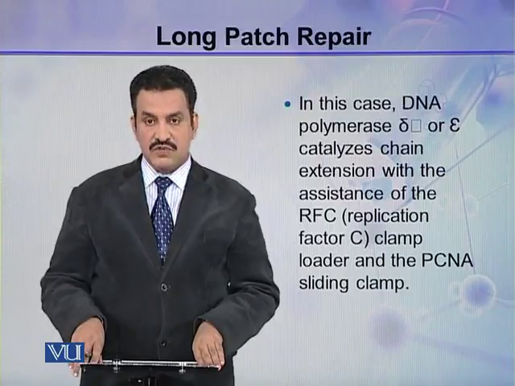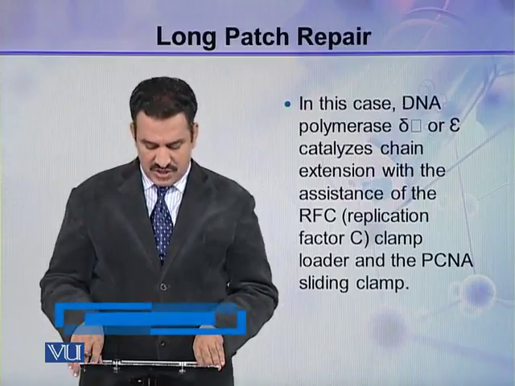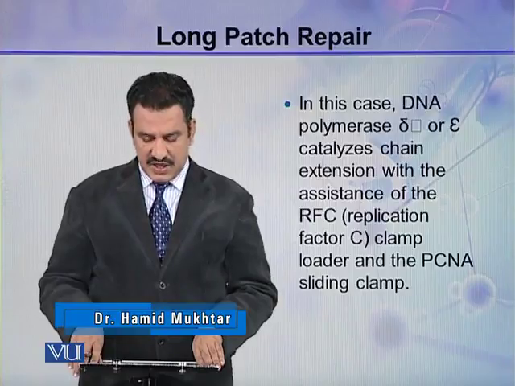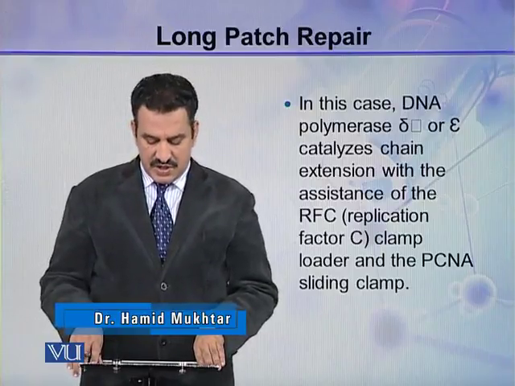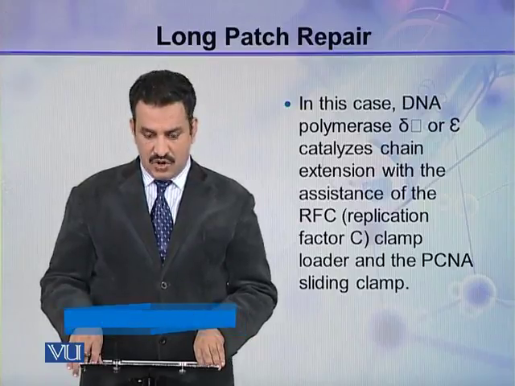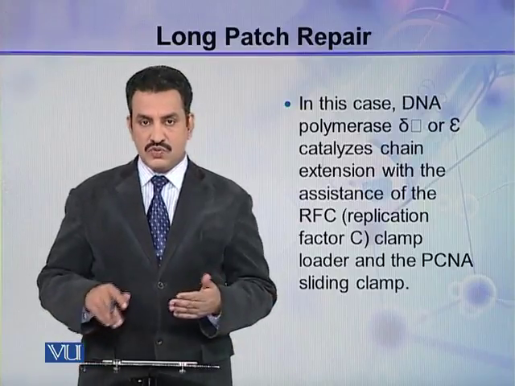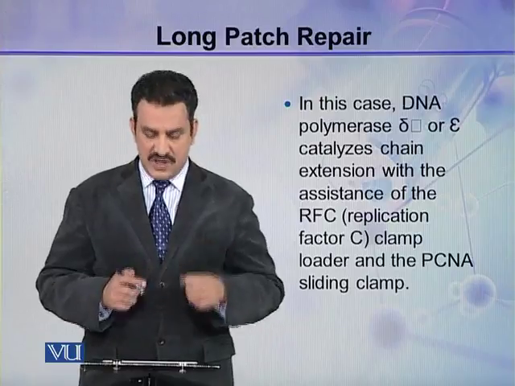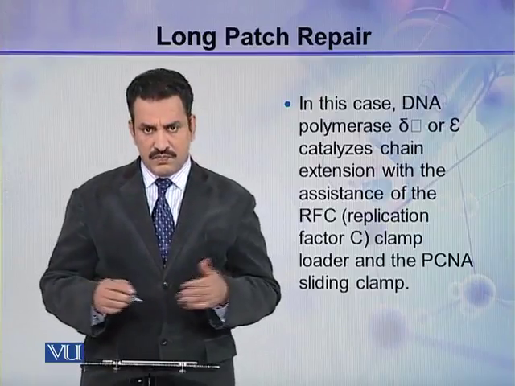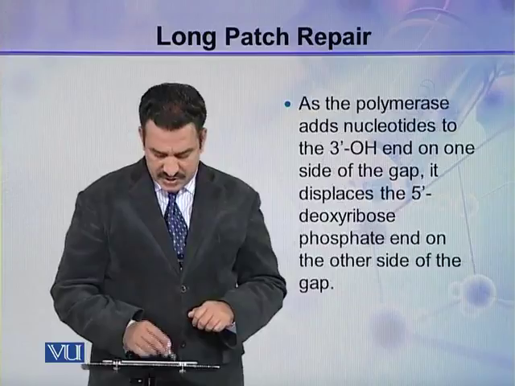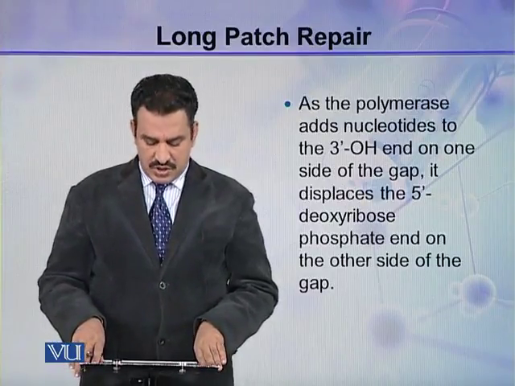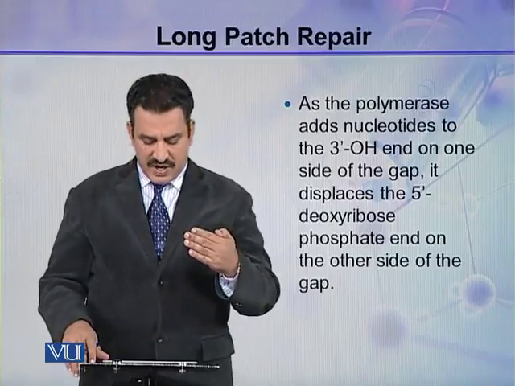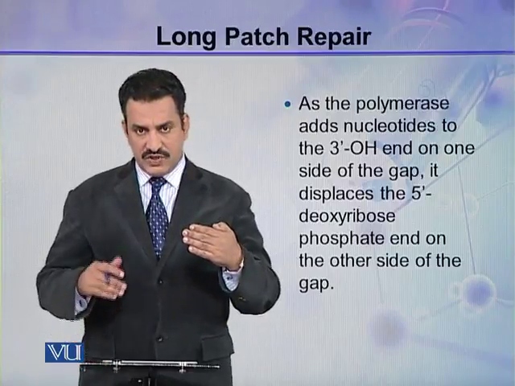that is replication factor C clamp loader, and the PCNA sliding clamp. So in this long patch repair, DNA polymerase delta or epsilon is used, which causes the extension of the chain instead of pol B or any other polymerase. As the polymerase adds nucleotides to the 3' hydroxyl end on one side of the gap.